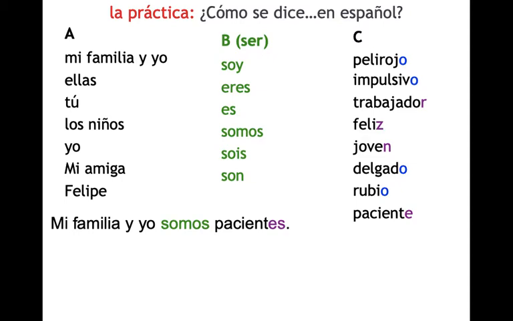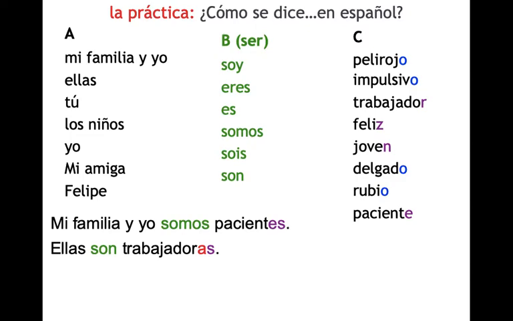¿Cómo se dice they are hardworking? And the they in this case is ellas, they, all feminine. Ellas son trabajadoras. So take a look at your adjective, trabajador. You need to make it feminine, trabajadora, and then you need to make a plural, trabajadoras.